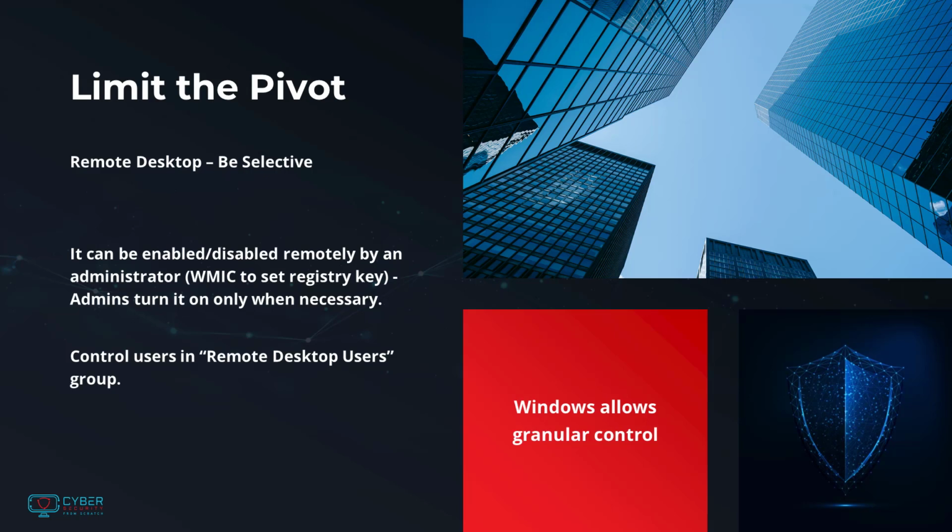Windows is visual, so remote desktop is the preferred way of getting around within a network if you're trying to get to another box. The good news is Microsoft allows very granular control over remote desktop. It can be disabled or enabled entirely via a registry setting. One strategy is for administrators to only turn it on when necessary and then turn it back off again using WMIC or another technology for remotely administering systems, and also allowing only specific users to be in the remote desktop users group. You want to be strategic with both the systems that can have remote desktop enabled as well as what users are allowed to utilize it.